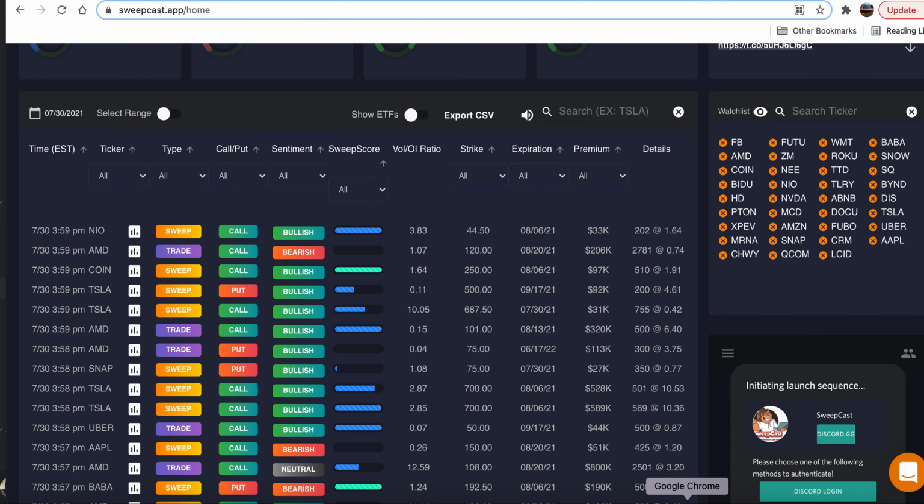Eagle Trades Discord. Wanted to go over how I use Sweepcast to find swing trade setups following the big money.